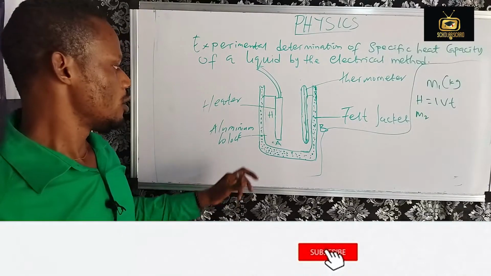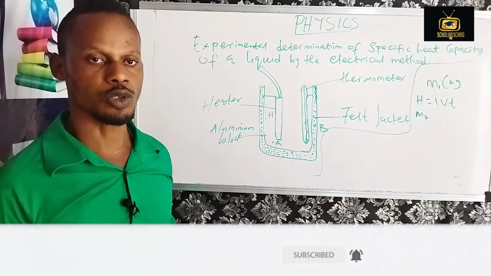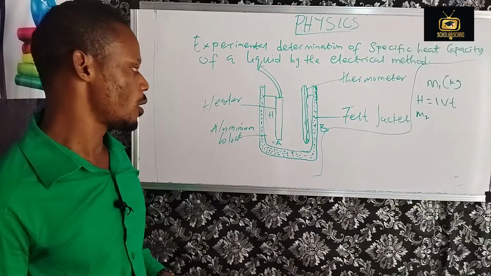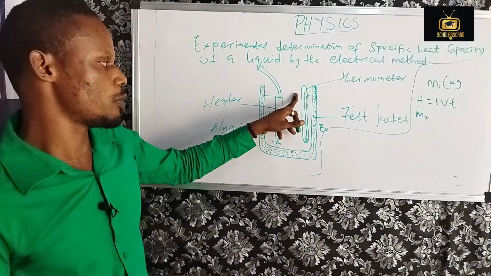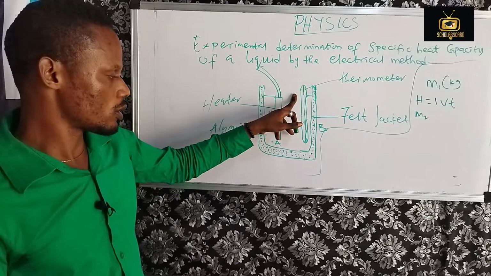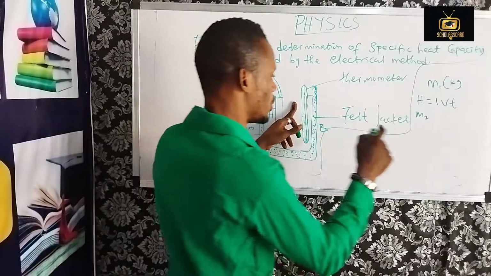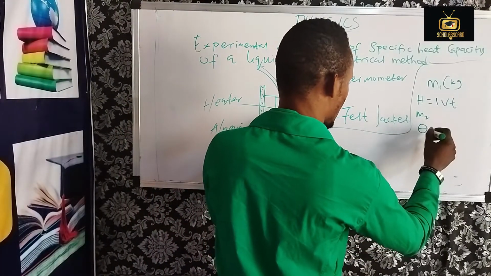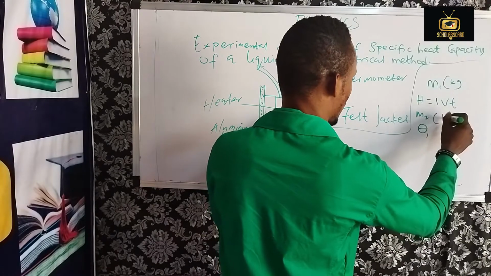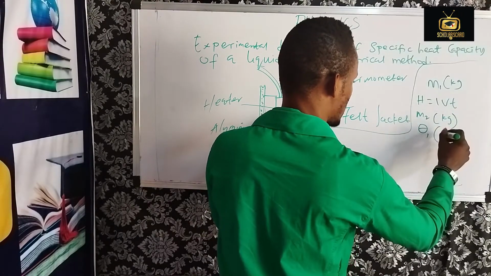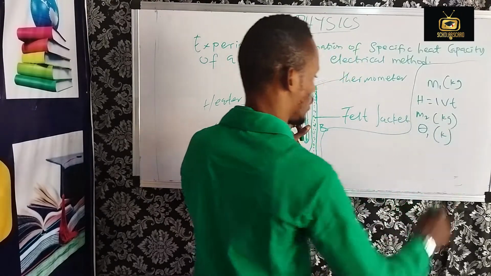After then, you measure the temperature. Measure the temperature by using the thermometer. We use the thermometer to measure temperature. The initial temperature of the liquid, you could tag as θ1, in Kelvin. Are you getting it? Kelvin.